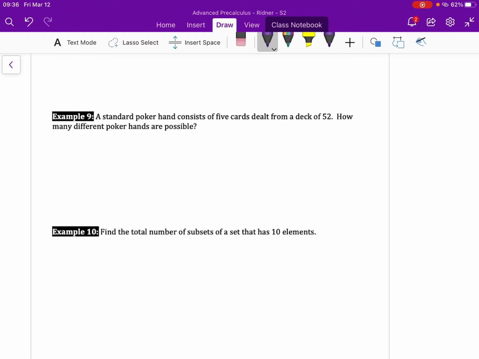Okay, so again, we're saying how many different hands could I have? We're not saying what cards dealt first and second and then third. We're just saying how many different ways could I be holding those 52 cards in my hand. So it's going to be 52, choose 5.